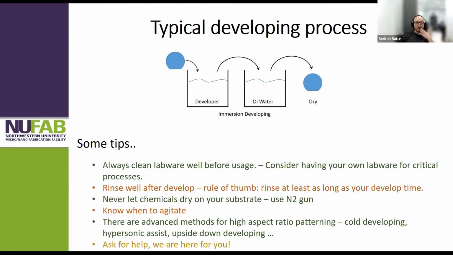So because when it is dirty, you have contaminants and it can change the chemistry of your developer, which will affect your developing time, and then you get inconsistent results from time to time. You might even consider having your own labware for critical processes, and you just use one specific kind of developer with one dish only, right? So that's typically how it's done in production labs, actually.